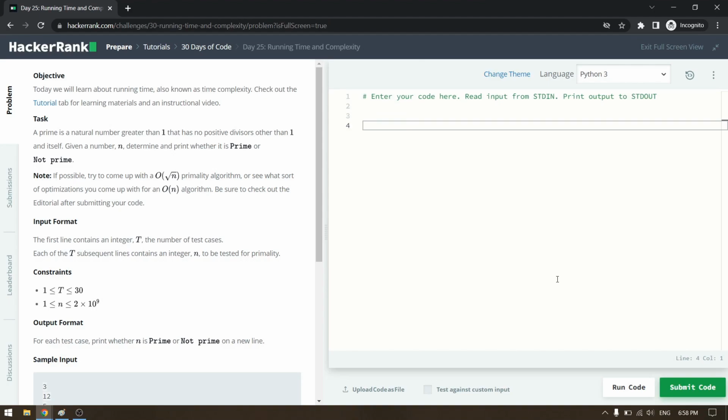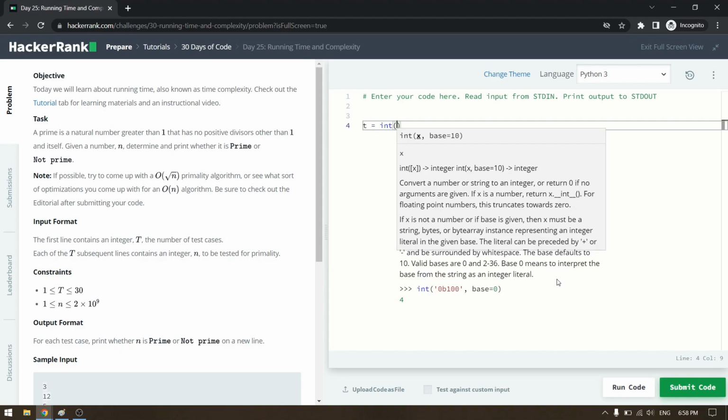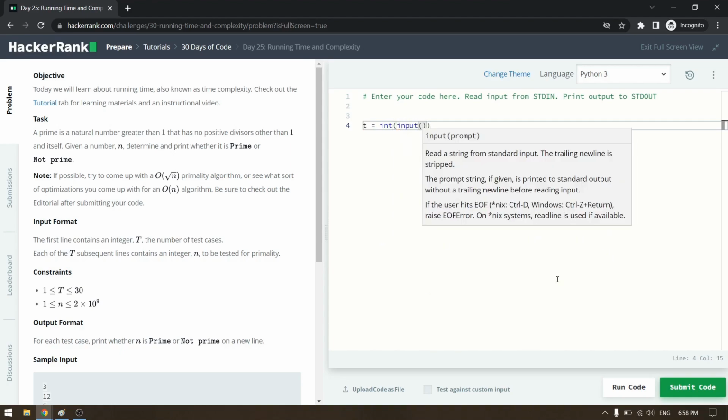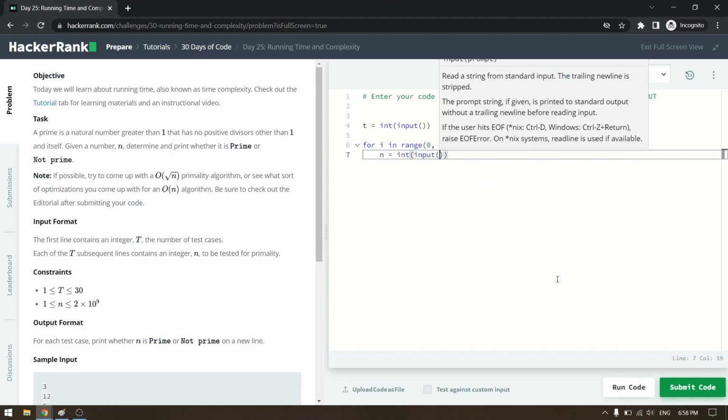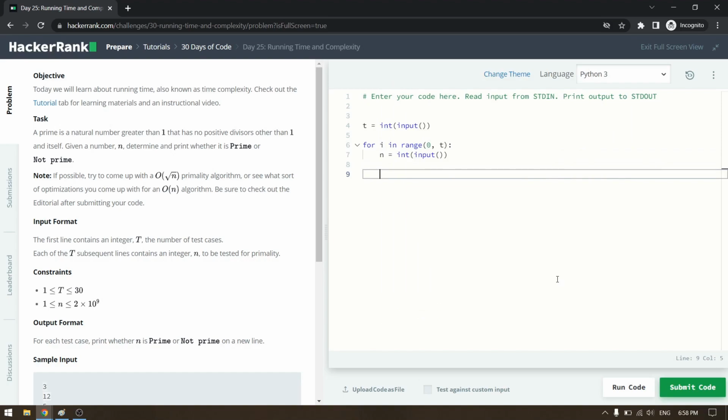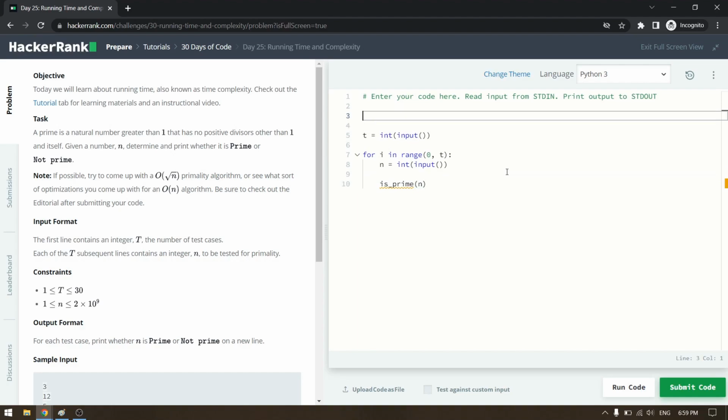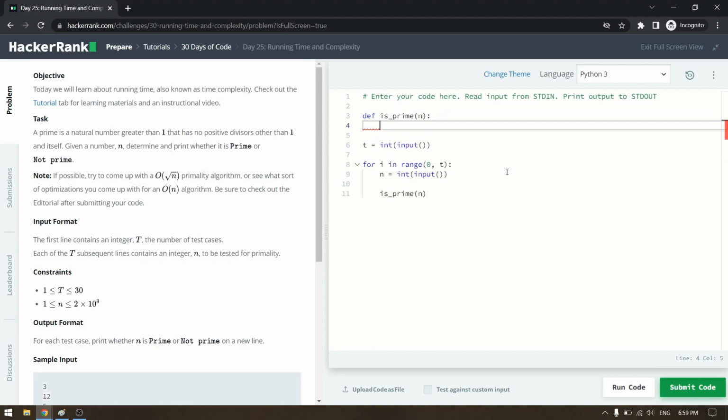Okay, so let's take t as input. For i in range 0 to t, we are going to take n as input. Okay, so we are going to say, okay, check this n. The is_prime function will check this n, whether it is prime or not prime. Okay, so def is_prime.